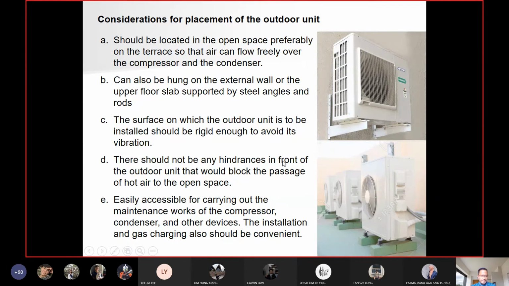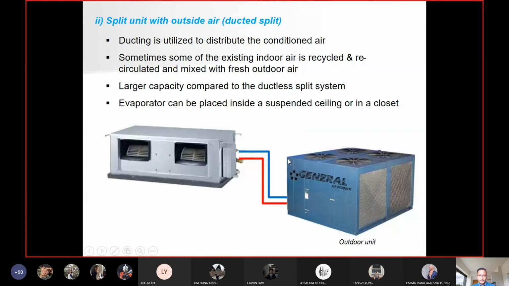There should not be any hindrances in front of the outdoor unit. You shouldn't put the outdoor unit facing, let's say, a balcony that is made of half wall, so there's no grill or whatever. Basically the air is blocked by the wall, so you shouldn't put it there. It should also be easily accessible for carrying out maintenance work on the compressor, condenser, and so on.